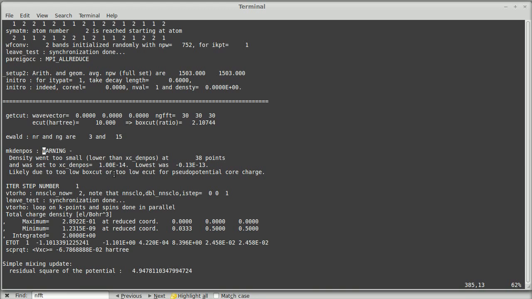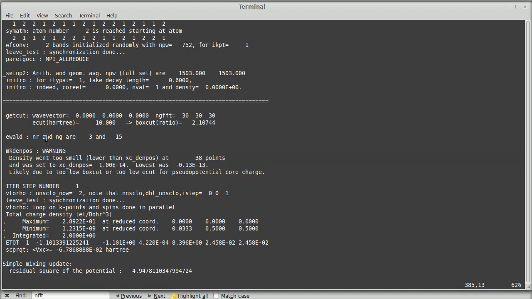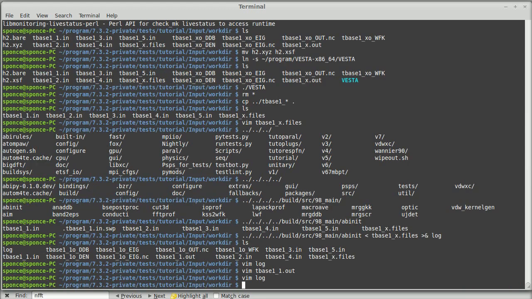And it will also give you another not very important warning. So you should always read the warnings, understand them, and here it only tells you that the density went too small, but this is because of the box. So we might not be completely converged, but that's not really important. We want a fast calculation just to show you how to run the calculation. Okay, so that's it for this part.